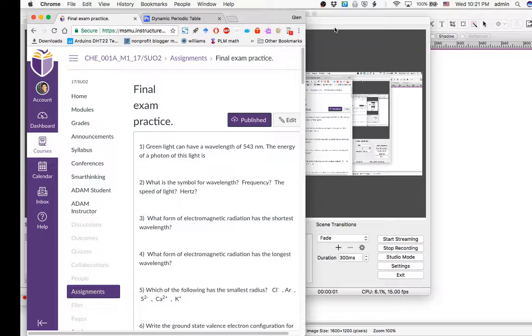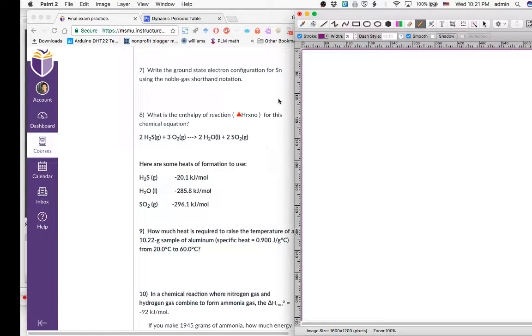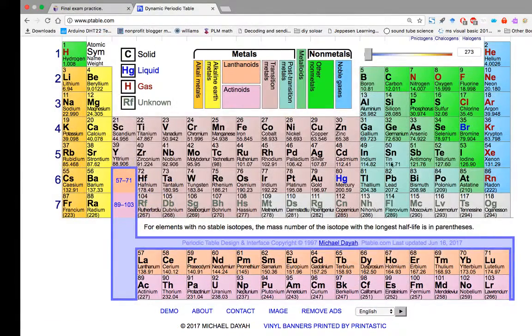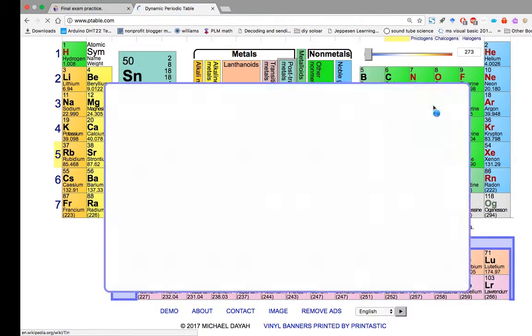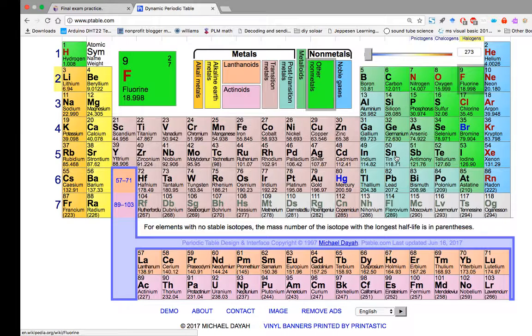Hi folks, it's Glenn again with the practice exam, just continuing with number 7 here, the electron configuration for Sn, which is tin. You are getting a periodic table, and here is tin, Sn. All right, so Sn is right here. How do I find the electron configuration?